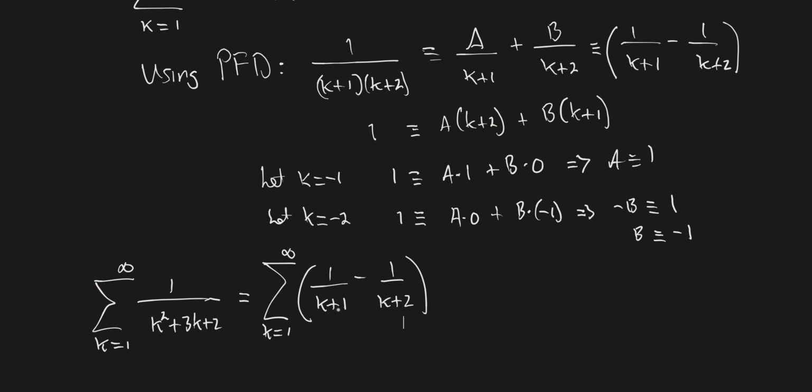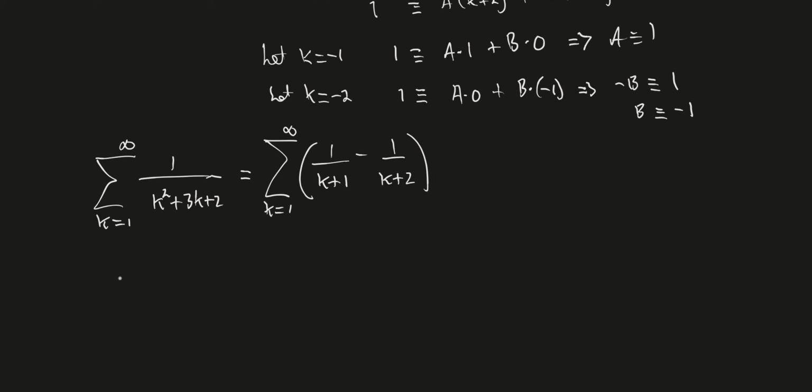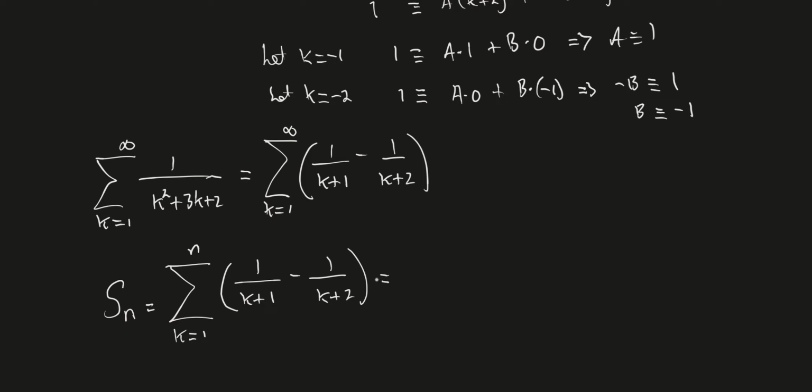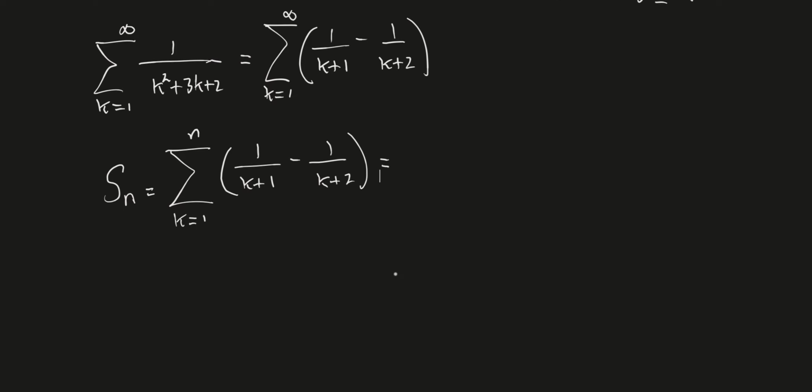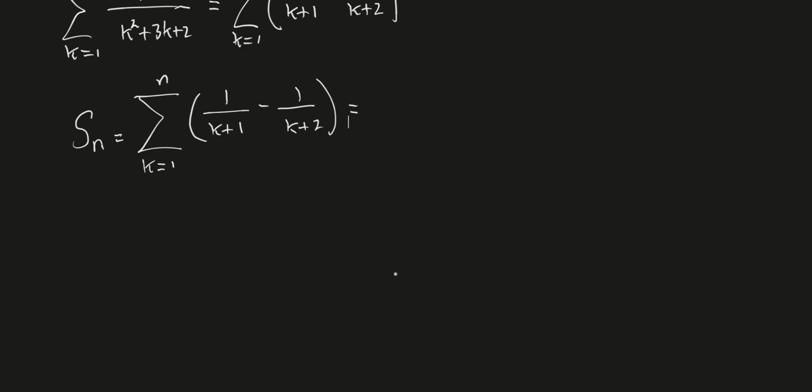Right? So now let's find our nth partial sum. Our nth partial sum is the sum as k goes from 1 to n of this expression. And that should be easier to compute now that we have the minus sign there. That's what's going to give us that telescoping property. So let's write out the first few terms and see just how many terms we need to write down to see the pattern of cancellation.